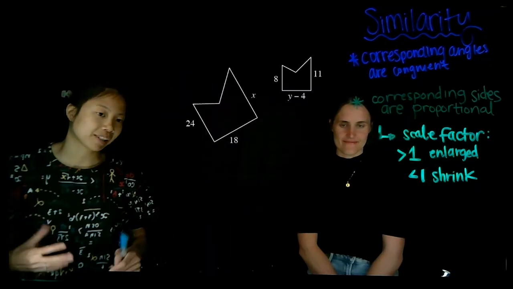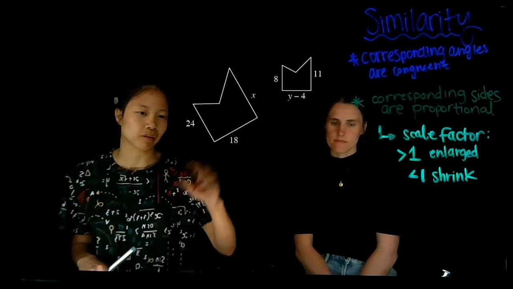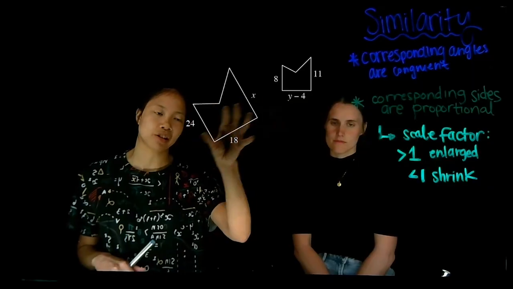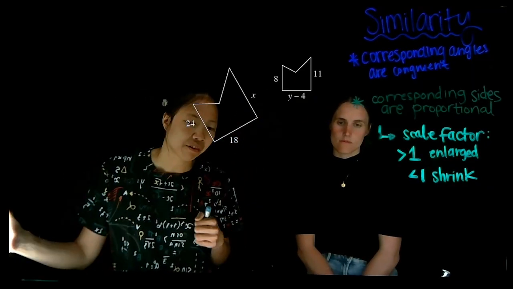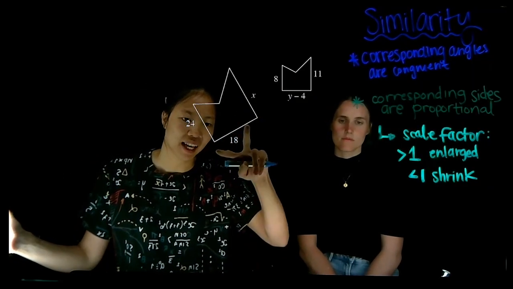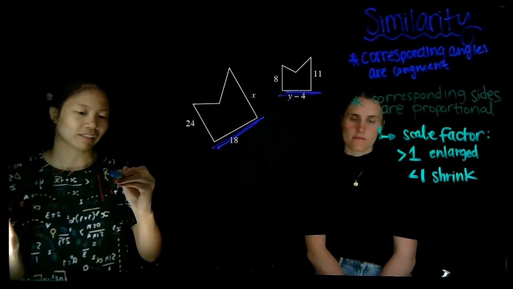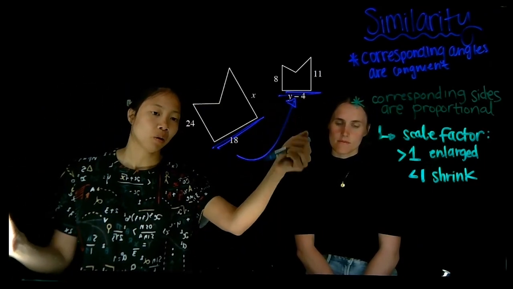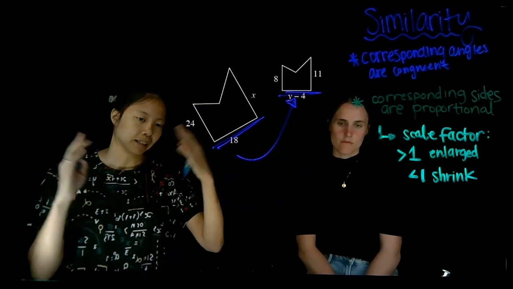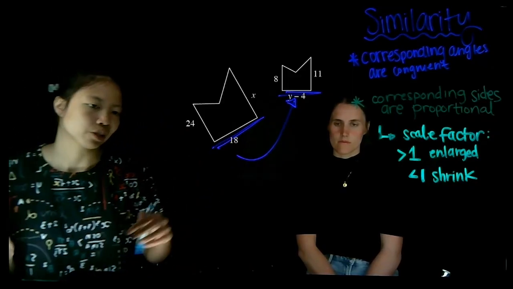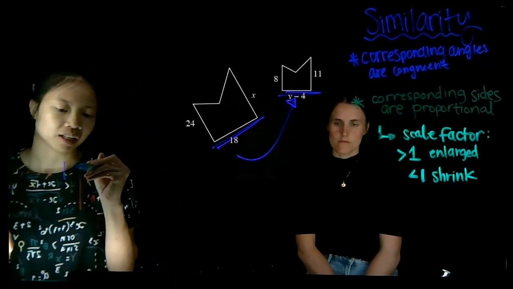All right, we got one more example for you guys. In this case, we want to solve for x and y, and we know that these two shapes are similar. So let's find some corresponding sides. So we see that 18 corresponds with y minus 4. I can write that as 18 over y minus 4, or I can write it as y minus 4 over 18. Doesn't really matter which way I go, just as long as my second fraction matches it. So we'll do 18 over y minus 4.